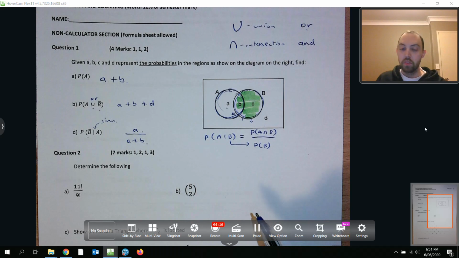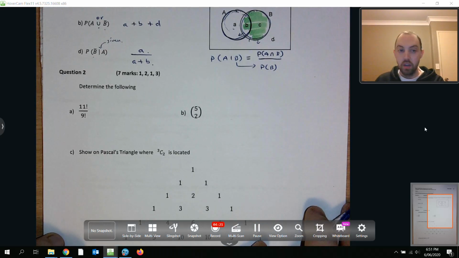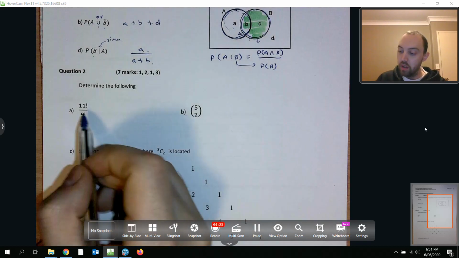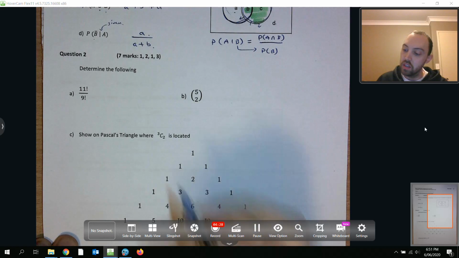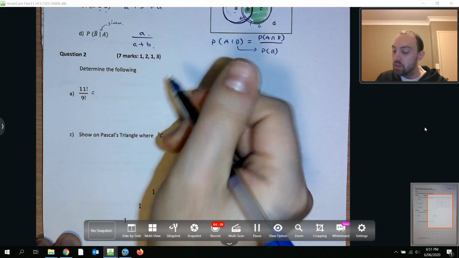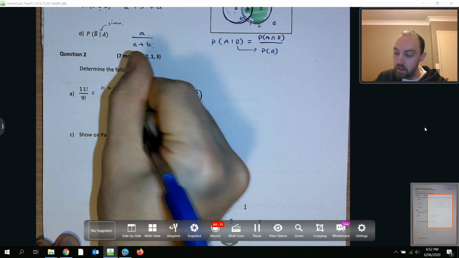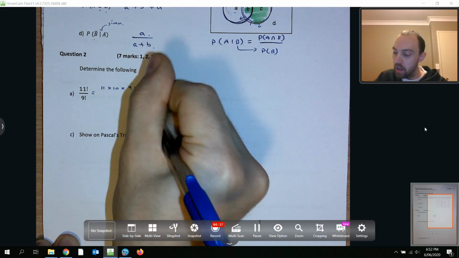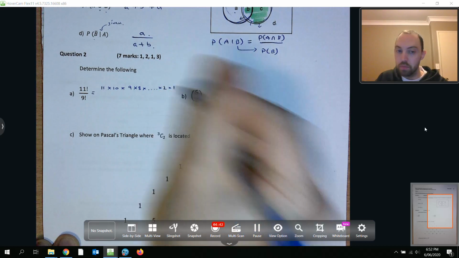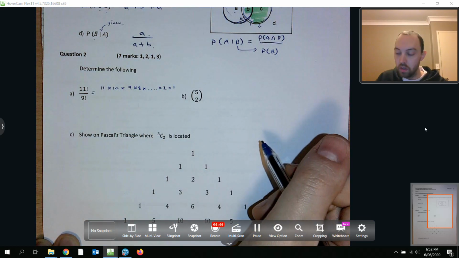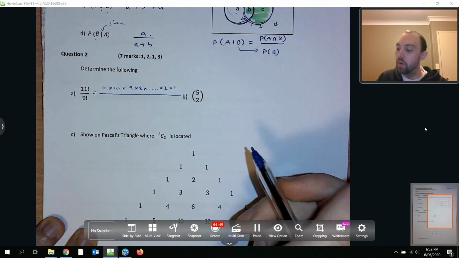Alright, question 2, we've got some factorials here. Part A, we've got 11 factorial on 9 factorial. We're in a non-calc section here, so we need to be able to do this by hand. So what does 11 factorial mean? Well, that means it's 11 times by 10 times by 9 times by 8 times by so on and so forth until we get down to 2 times 1.